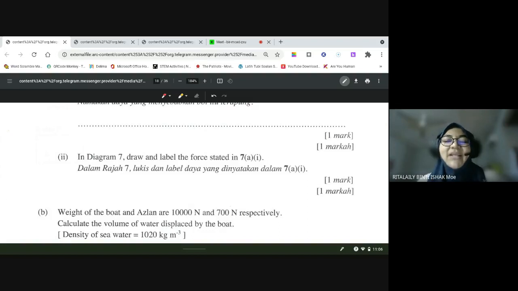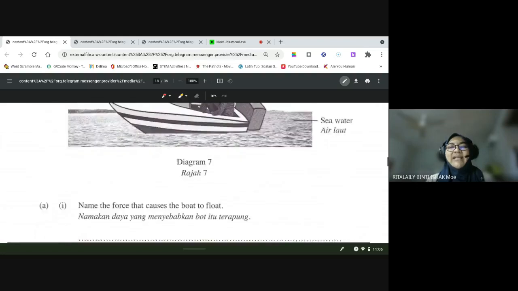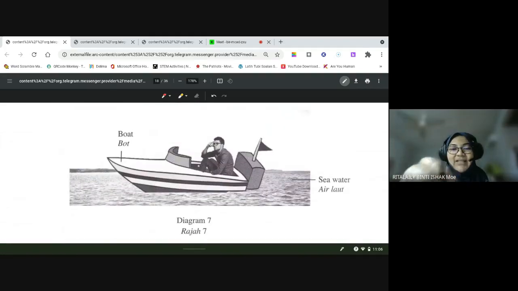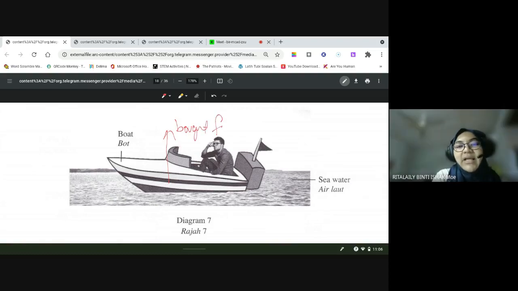So, nak tunjuk ke arah mana? Atas. Okay, pada gambar tunjuk ke atas. Tak kisahlah mana, dekat buntut dia ke, kat mana ke, dekat Azlan tu ke. And label. Jangan tunjuk anak panah sahaja. Label. Okay.